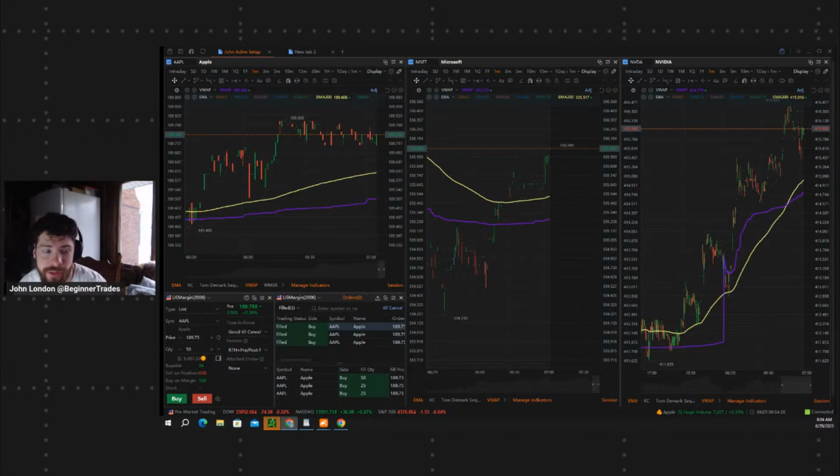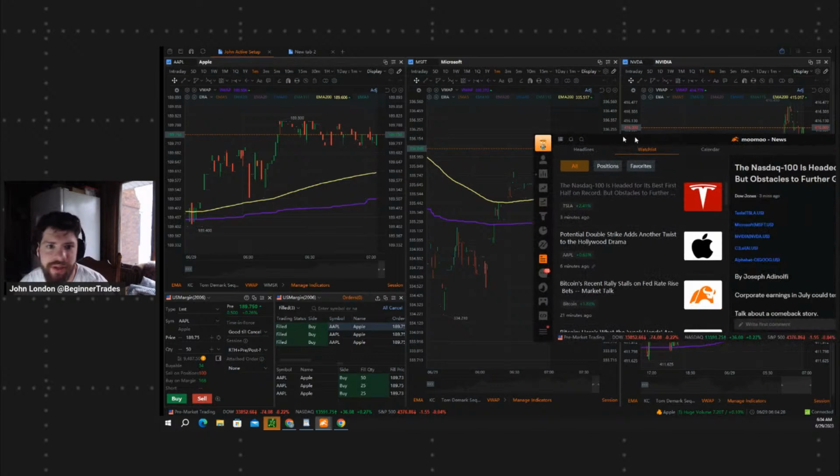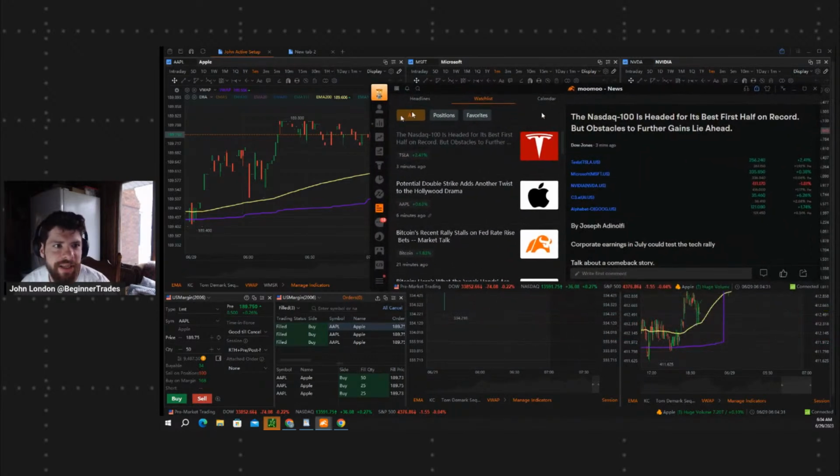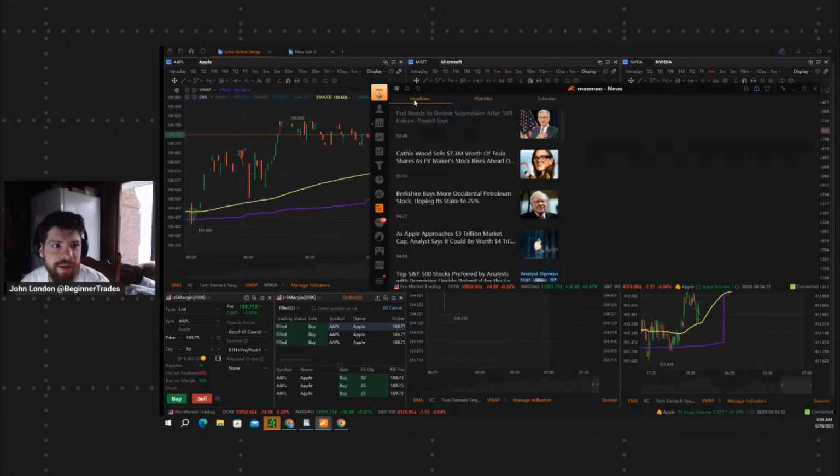And Moo, great news source. The reason they call it Moo is because the news source is solid. You can look at news and we can look at what's going on today. We can look at their news source, see what's going on today. Brought to you by Moo. You can look at the headlines.